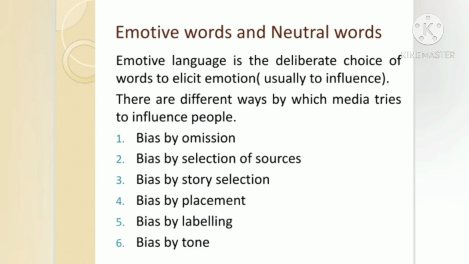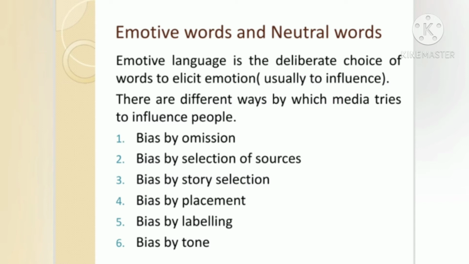So the first way by which media tries to influence people, that is bias by omission. I'll be giving the notes of this section, these points in the description section. So do check it out. Okay. So the first point, bias by omission. To present the news story by leaving out one point of view. It is known as bias by omission.